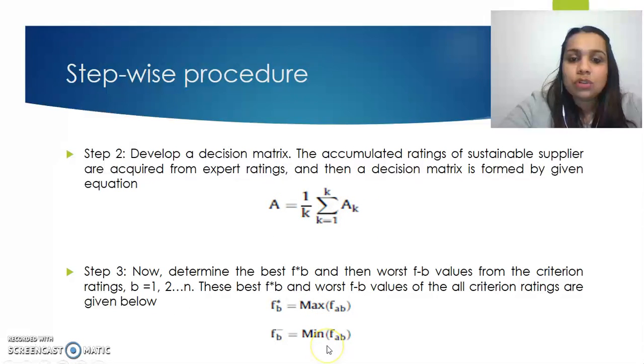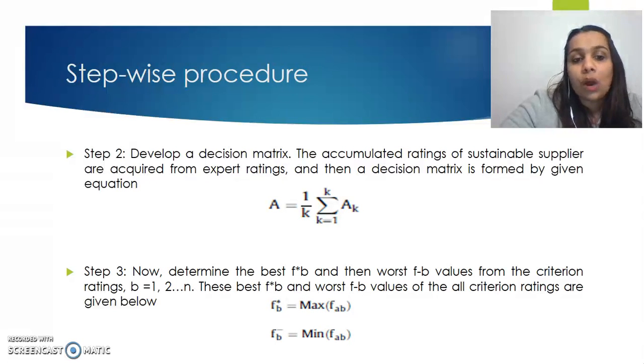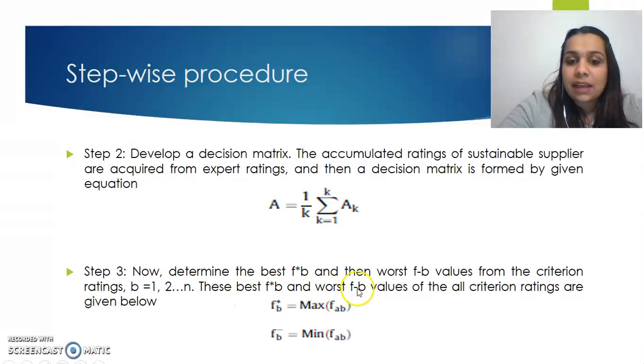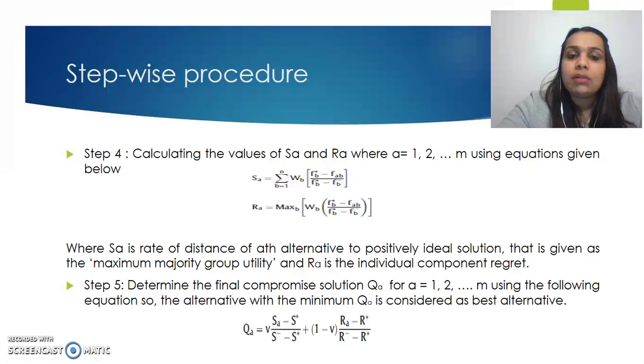Now, the next step here is to determine the best FB and the worst FB values from the criteria ratings, where V is equal to 1, 2 till n. These best FB and worst FB values of all criteria ratings are given below. In the next slide, we have step 4, calculating the values of SA and RA, where A is equal to 1, 2 till m. Using these equations, we get the values of SA and RA. SA here is the rate of distance of the Ath alternative to the positively ideal solution, that is given as the maximum majority group utility, and RA is the individual component regret.